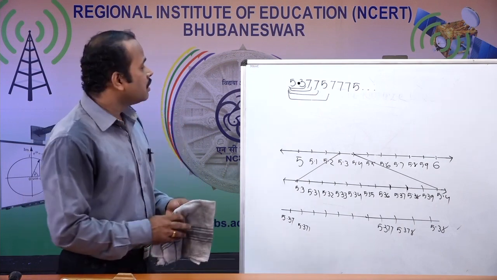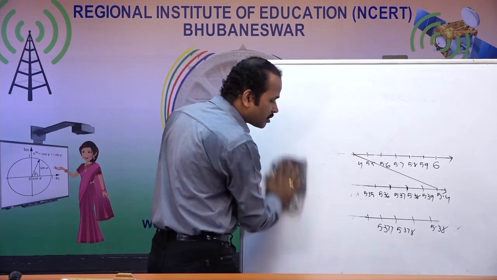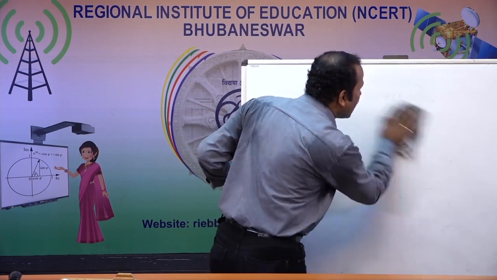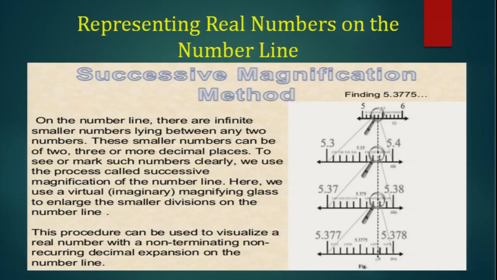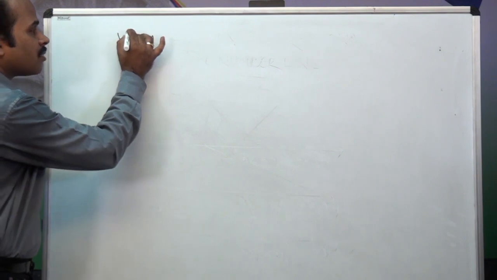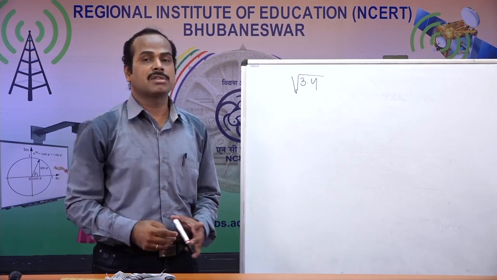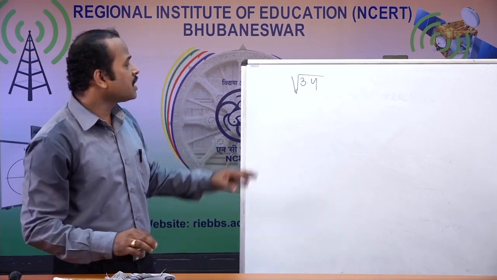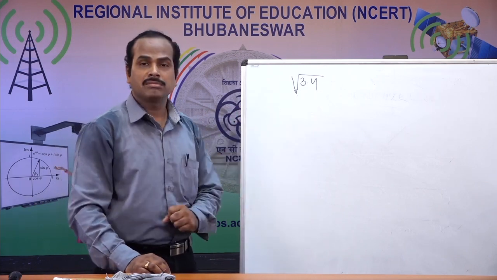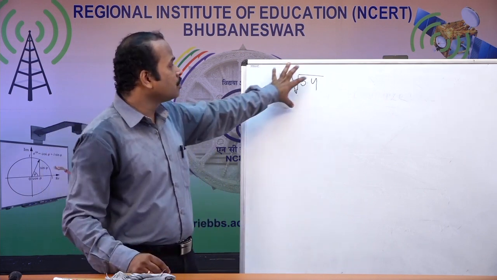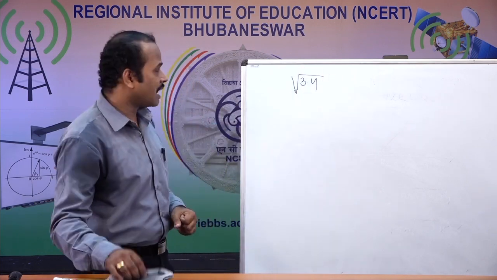Now this is the presentation of irrational numbers on the number line we have discussed. But if someone asks, sir, if it is a decimal number, suppose it is 3.4 and its square root is there, such types of numbers are also irrational numbers. So how to represent such numbers on the number line? To present such numbers, we cannot use the method we used for root 2 and root 3. To represent root 3.4 on the number line, we will use another method. Let us discuss that method.